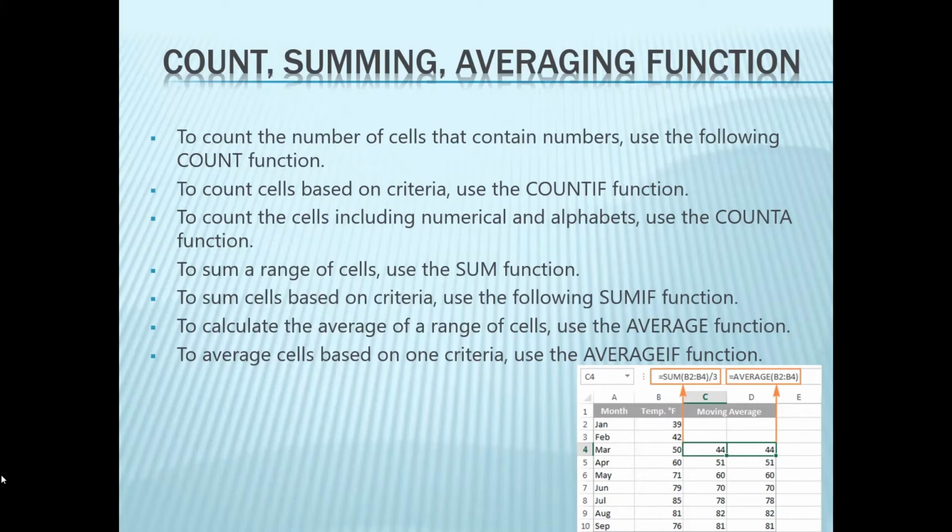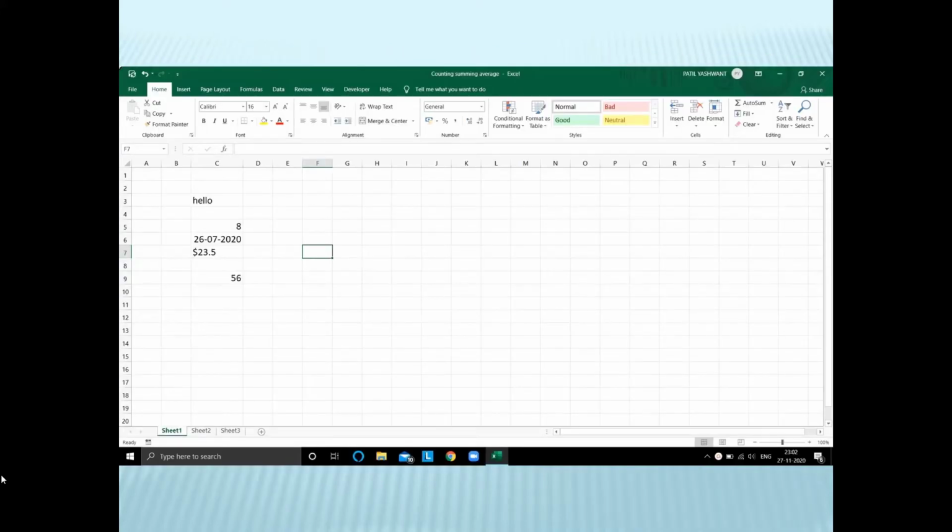Now to sum a range of cells, we use the SUM function as we have seen in the previous video. To sum cells based on a criteria, we use the SUMIF function. To calculate the average of a range of cells, we use the AVERAGE function, and to average cells based on one criteria, we use the AVERAGEIF function. The picture shows us the sum and the average function demonstration. In this video, you will learn and understand more about these functions.